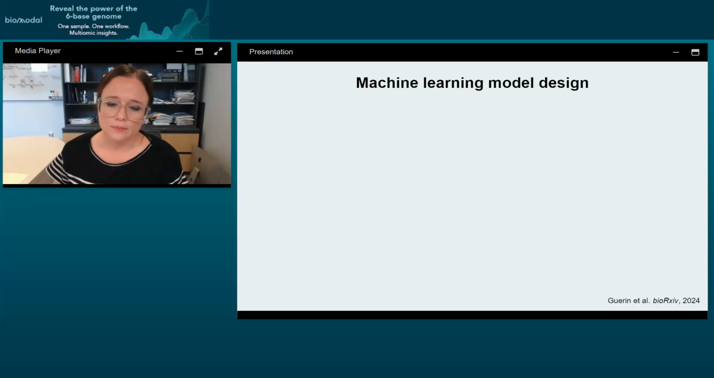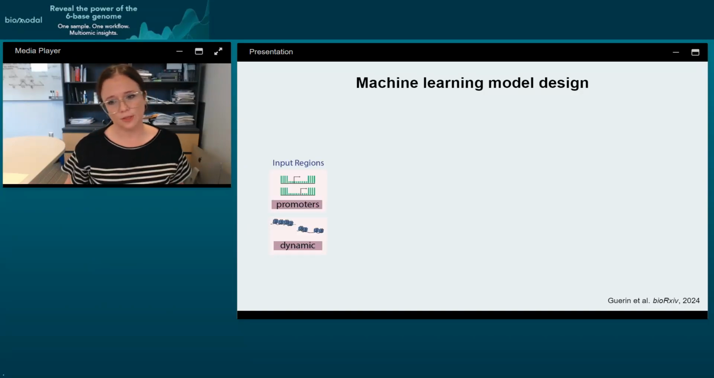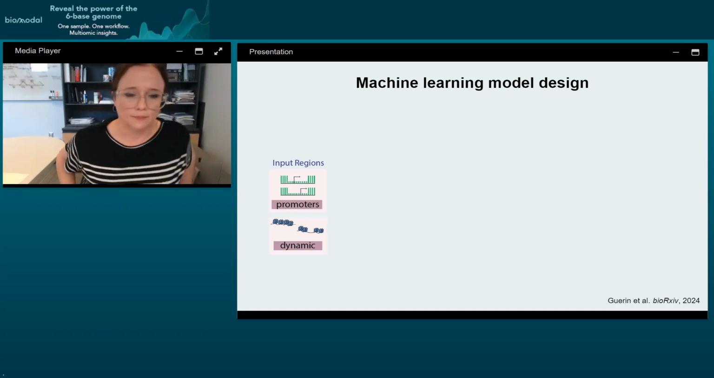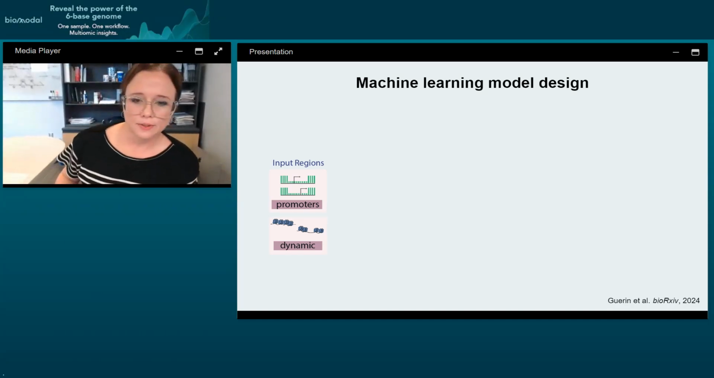But we were really more interested in understanding whether or not we could use this data to predict changes in accessibility, or accessibility in regions that are more dynamic, because as I mentioned, promoters are way more stable in terms of methylation and accessibility. So I won't go into a lot of detail about this, only to say how we approached this in terms of our machine learning model design.